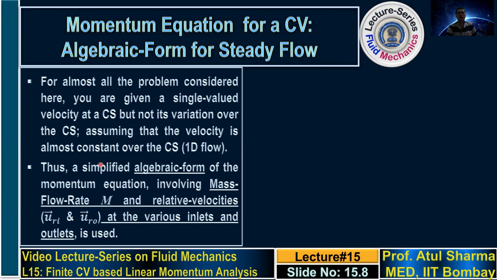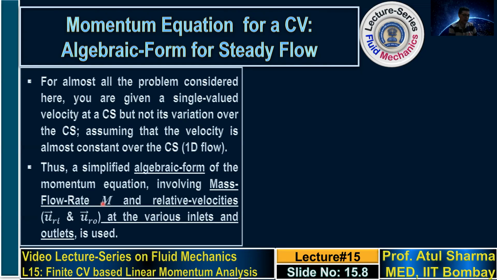So for almost all the cases, we can use a simplified algebraic form of the momentum equation involving mass flow rate and relative velocity at the various inlets and outlets. Note that here I am presenting a general expression which also considers the control volume moving with constant velocity. Then you should use the relative velocity to calculate the mass flow rates as well as to take its product to obtain the momentum.